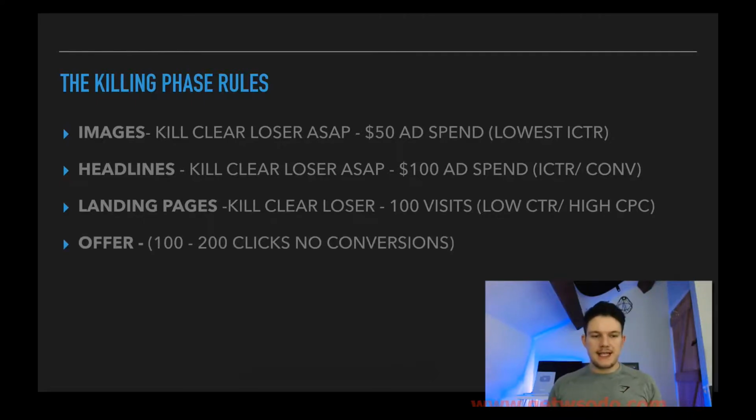The next one is the offer. So obviously this is a really important one because if we're not making any conversions, then we're not going to be making any money. It's all going to be a waste of time. Now the offer is obviously the thing at the end of the funnel. So we will be optimizing images a lot quicker, and we'll be optimizing headlines a lot faster before enough traffic has even reached the offer.